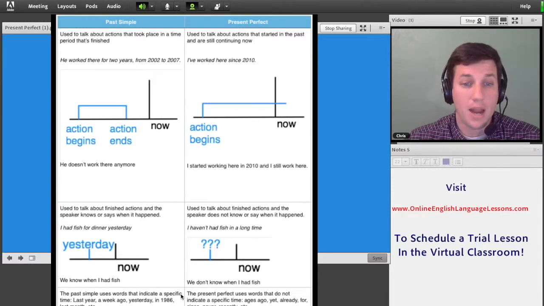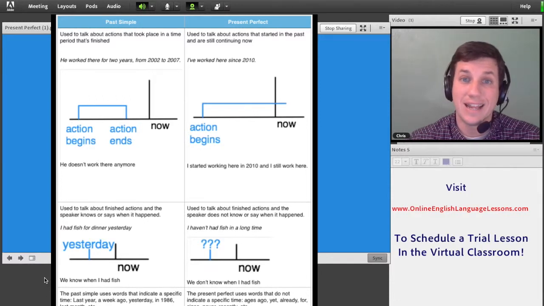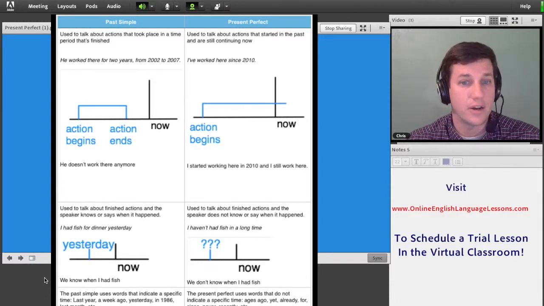Finally, down here at the bottom of our chart, the past simple uses words that indicate a specific time. Last year, a week ago, yesterday, in 1986, last month, etc. Whereas the present perfect uses words that do not indicate a specific time. Ages ago, yet, already, for, since, never, recently, etc. So with all of these present perfect words, we're not going to talk about a specific instance in the past.